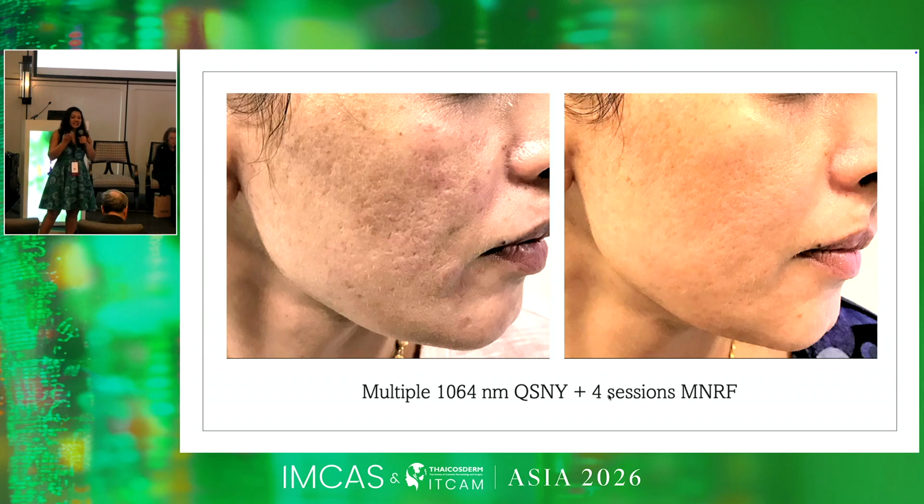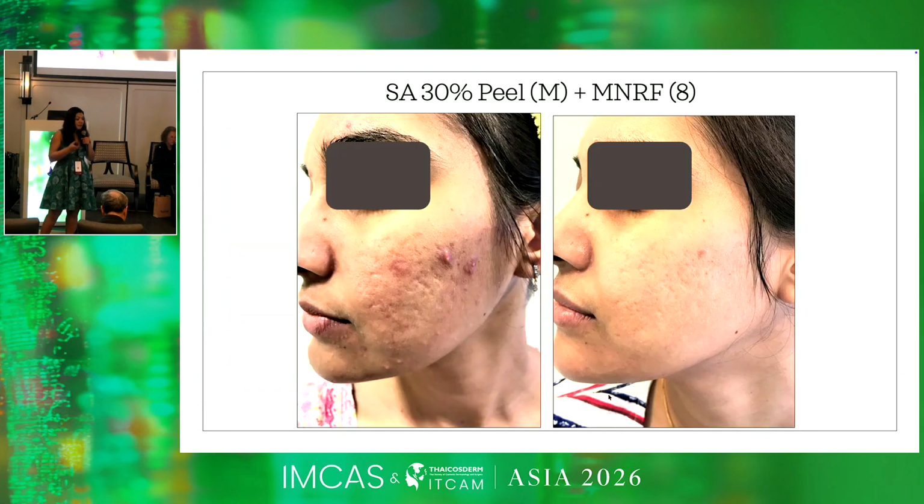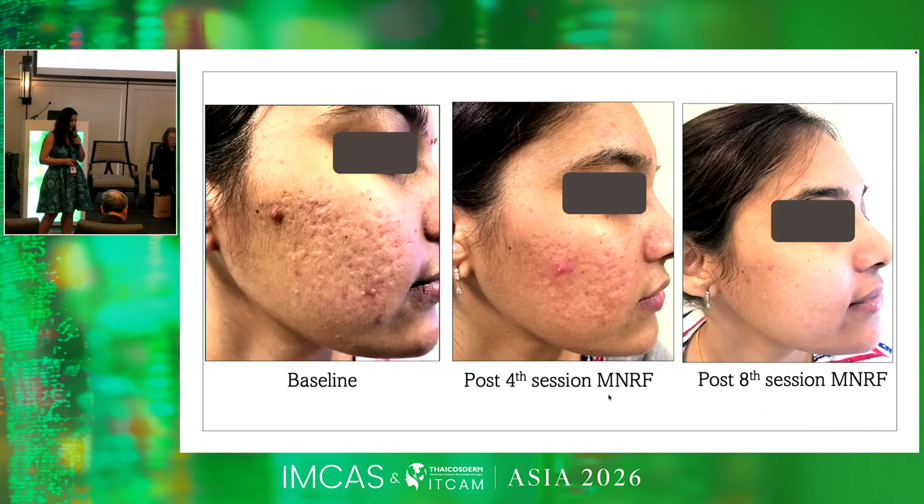We do understand that even Q-switch laser toning somehow remodels scar, although we know for now that pico lasers are a little better with scars as compared to the nano lasers. Peels. Active acne, you can combine peels. Salicylic acid 30% is something that I love. This is multiple sessions and 8 sessions of microneedle fractional. Baseline, post 4 sessions, post 8 sessions.